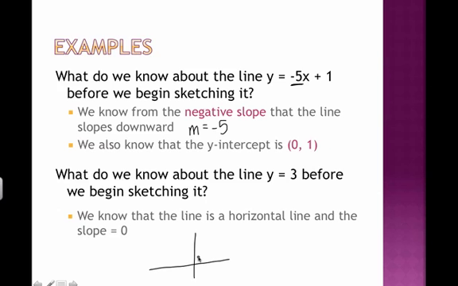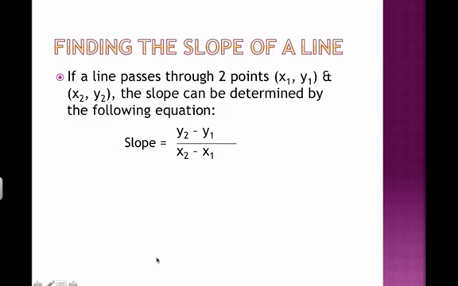If we were to sketch this, 1, 2, 3, it's the horizontal line going through the point (0, 3). And this would be our line right here. Okay, let's move on to the next slide now.